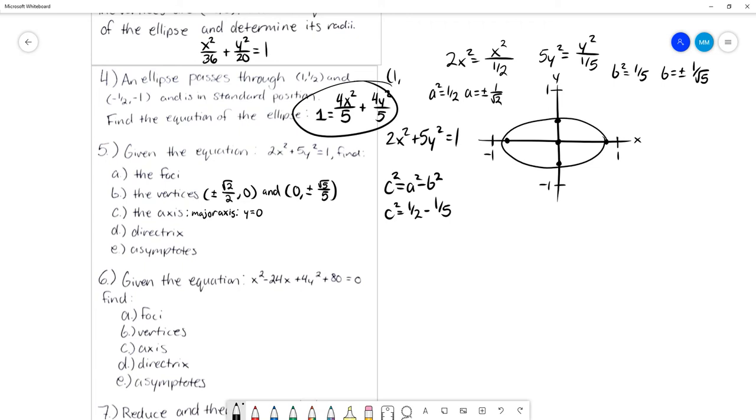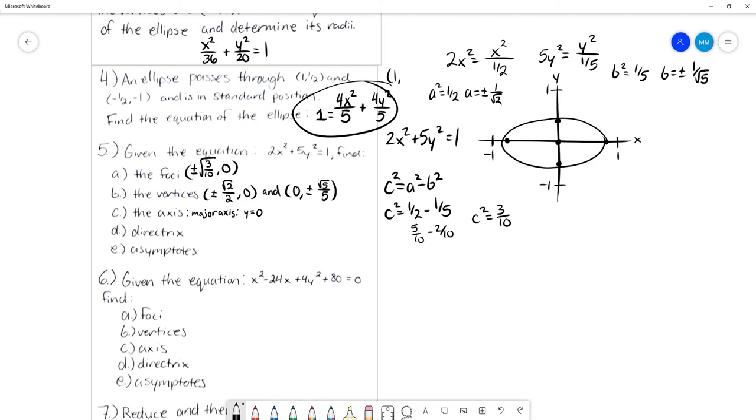So that's, let's see, 5/10 minus 2/10. So c squared in this case is 3/10. So our foci are going to be on that major axis. It's going to be plus or minus the square root of 3/10, comma 0. Now we need to find that directrix.